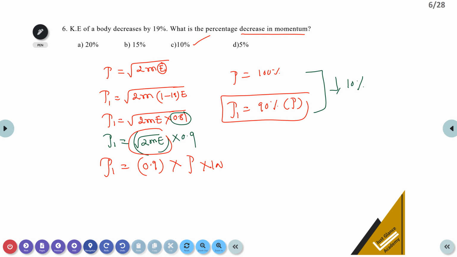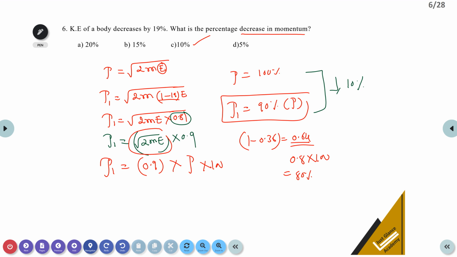Suppose in such kind of problems, momentum decreases by 36%. Suppose 36, how to write? 1 minus 0.36 is nothing but 0.64. The square root becomes 0.8. 0.8 into 100 becomes 80%. So the decrease is 20%. These are the methods you have to adopt while solving the problems in competitive examinations.